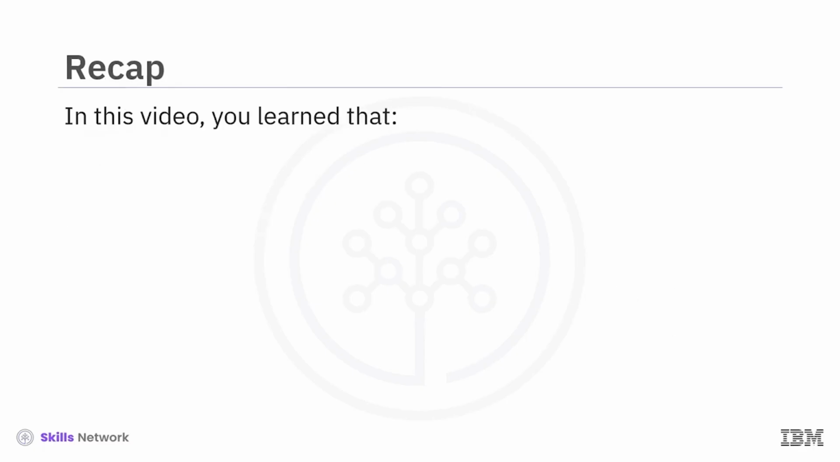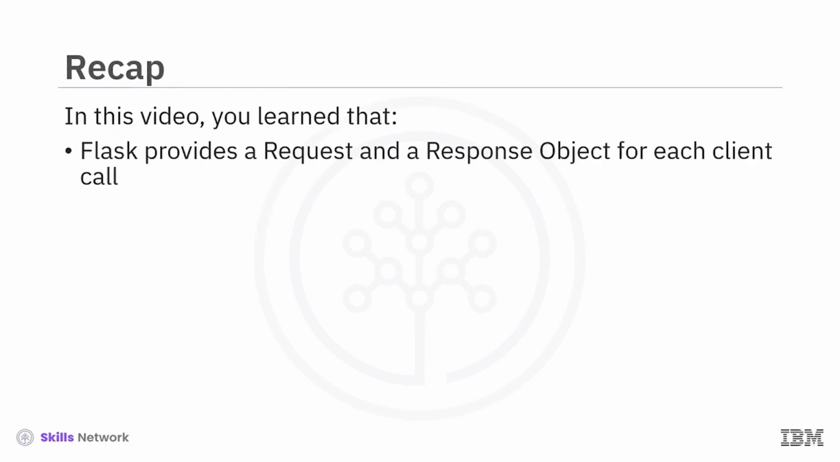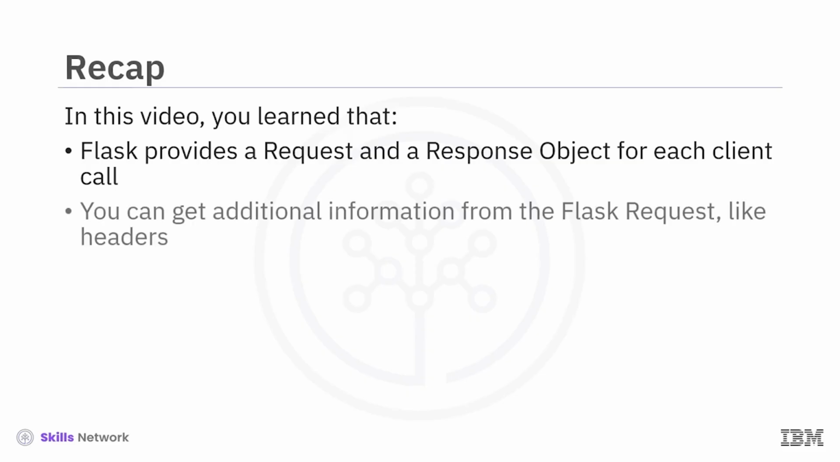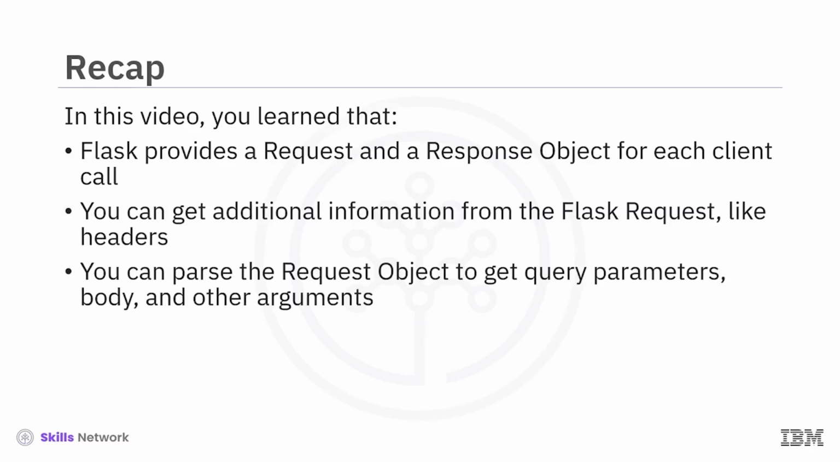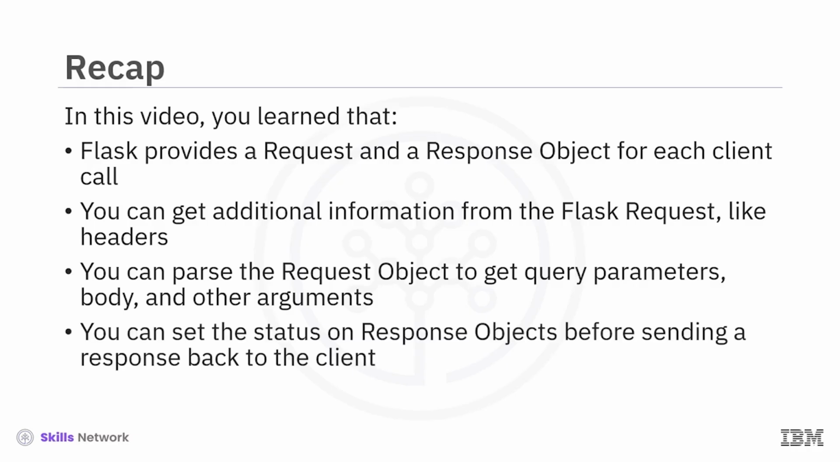In this video, you learned that Flask provides a request and a response object for each client call. You can get additional information from the Flask request, like headers. You can parse the request object to get query parameters, body, and other arguments. And you can set status on response objects before sending a response back to the client.